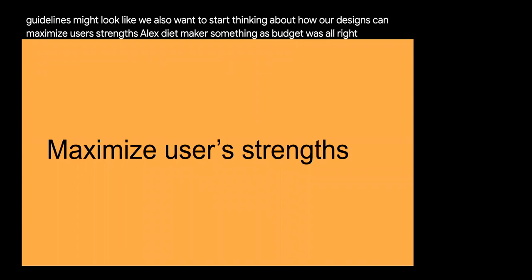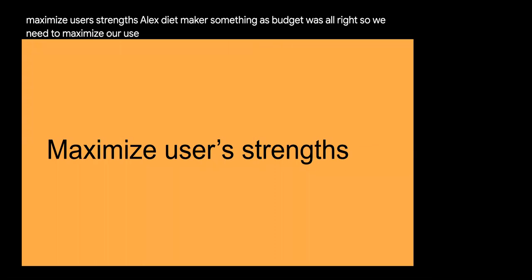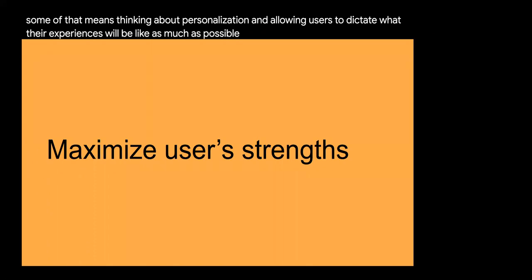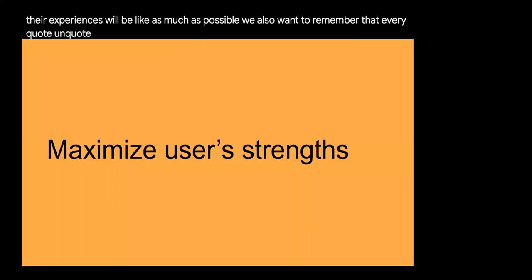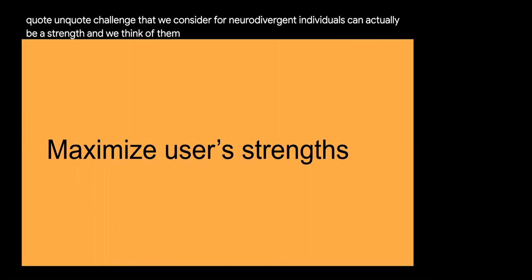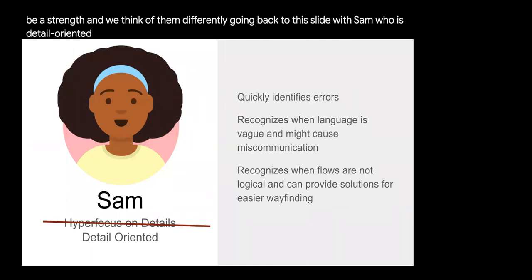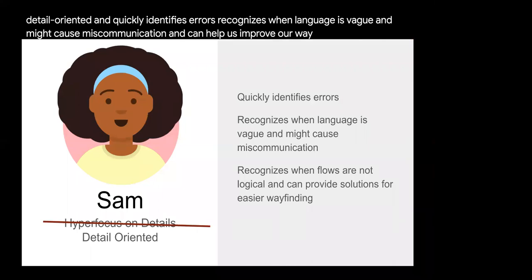All right. So we need to maximize our users' strengths and think about how our designs can do that. Some of that means thinking about personalization and allowing users to dictate what their experiences will be like as much as possible. We also want to remember that every quote unquote challenge that we consider for neurodivergent individuals can actually be a strength if we think of them differently. Going back to this slide with Sam, who is detail-oriented and quickly identifies errors, recognizes when language is vague and might cause miscommunication, and can help us improve our wayfinding in our applications.